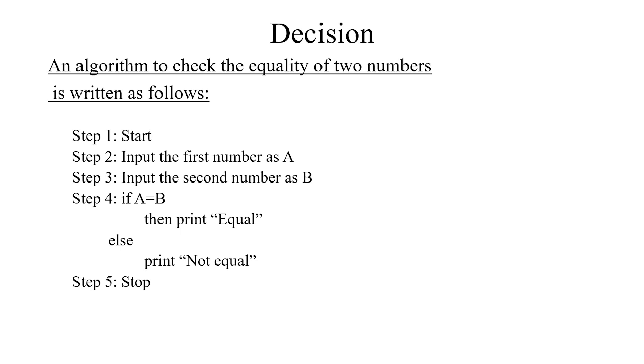So this is the task that the algorithm is going to perform. Obviously step 1 begins with the start statement. Then I'm asking the user to input the first number as A, then input the second number as B. These two steps can also be written as input two numbers, say A, comma B. After reading the two numbers, that is A and B, in the next step I am going to check their equality by writing this.